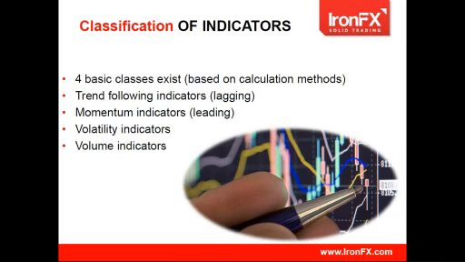And also, there are 2 other types of indicators, the volatility indicators and the volume indicators. Volatility indicators are going to measure mostly the volatility of a certain financial instrument, and the volume indicators are going to give us information about the volume traded on those financial instruments.